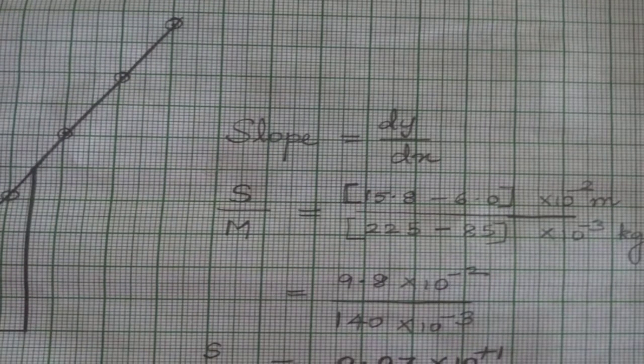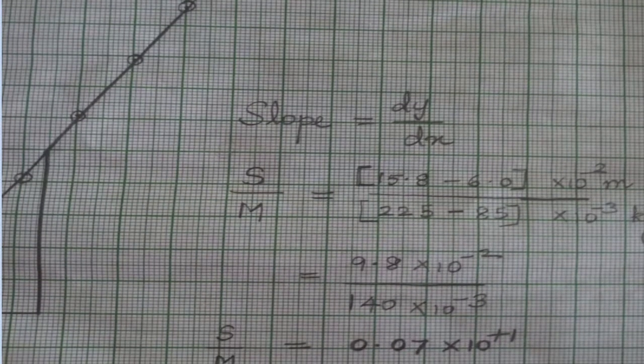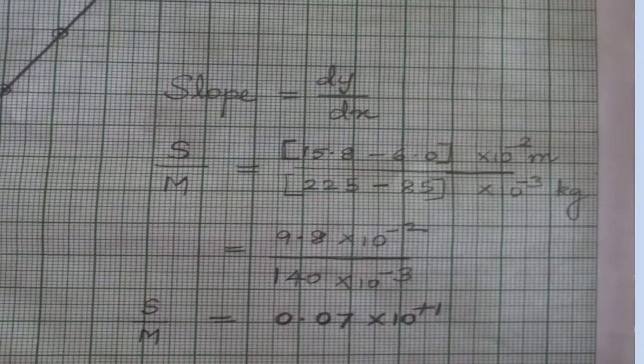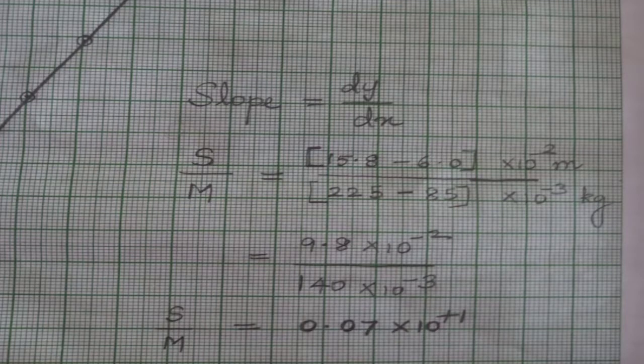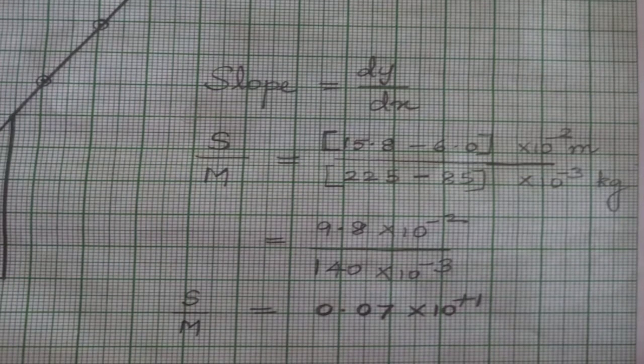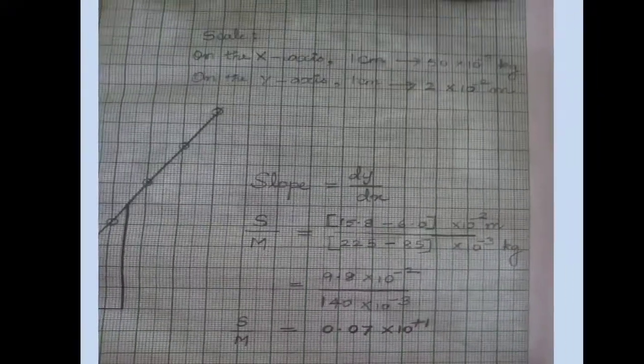So dy by dx: on the shift side, y2 is 15.8 and y1 is 6, and on the mass side it is 225 minus 85. We have to include the powers also. The shift is in 10 power minus 2 meters and the mass is in 10 power minus 3. So 15.8 minus 6 gives 9.8 into 10 power minus 2, and 225 minus 85 will give you 140 into 10 power minus 3.